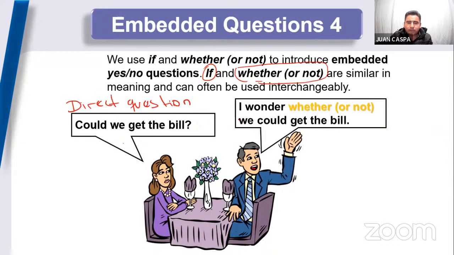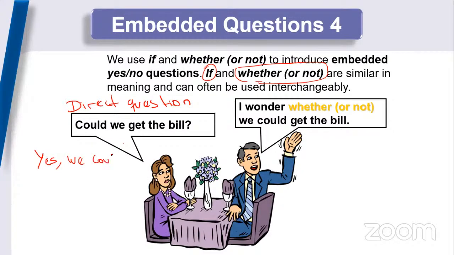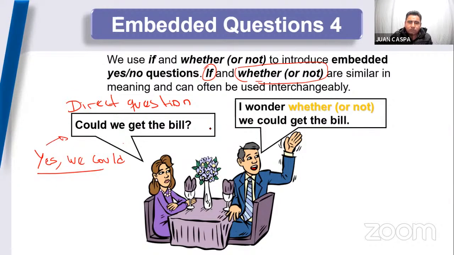And if you want to use an embedded question, because we can say, could we get the bill? The answer could be yes. I'm sorry. What do you think is the answer for this direct question? Yes, we could, right? And in this direct question, but if we want to use an embedded question, we're going to use if or whether, right? I wonder if we could get the bill.